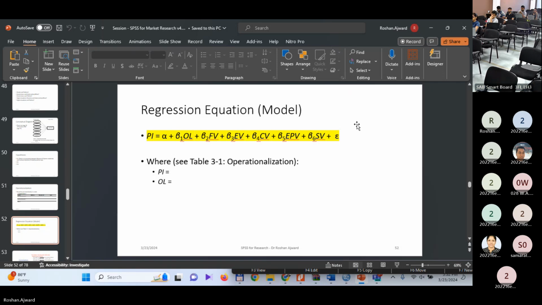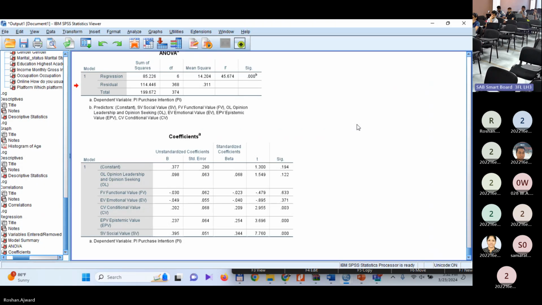But although the overall model is valid, the individual variables might not be significant. The individual variables might not be significant predictors. How to see that? You go to the third table, which is called the coefficient table. So in this table, you can see the intercept is 0.377, the alpha, and the beta values are given. Now you can see the individual significances are here.